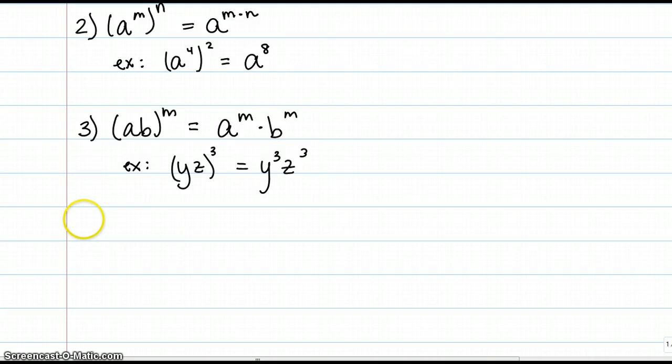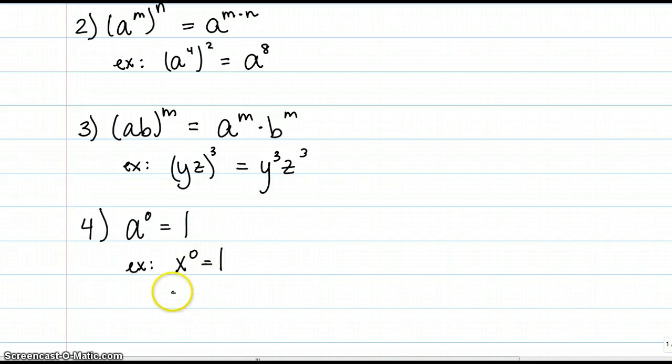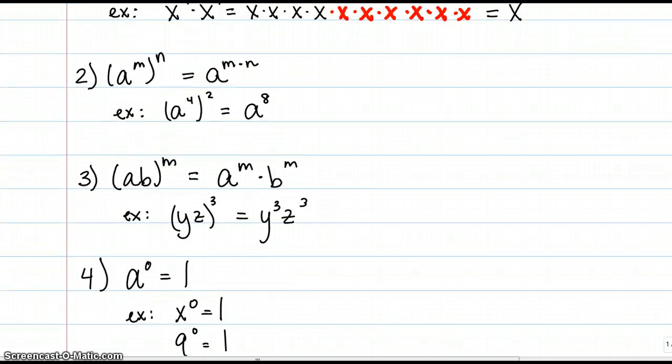Alright, number 4. This says that a to the 0 power equals 1. Well, it's true that any number to the 0 power is just 1. So if you had x to the 0, your answer would be 1. If you had 9 to the 0, it would be 1. So anytime you have a value taken to the 0 power, the answer is 1.